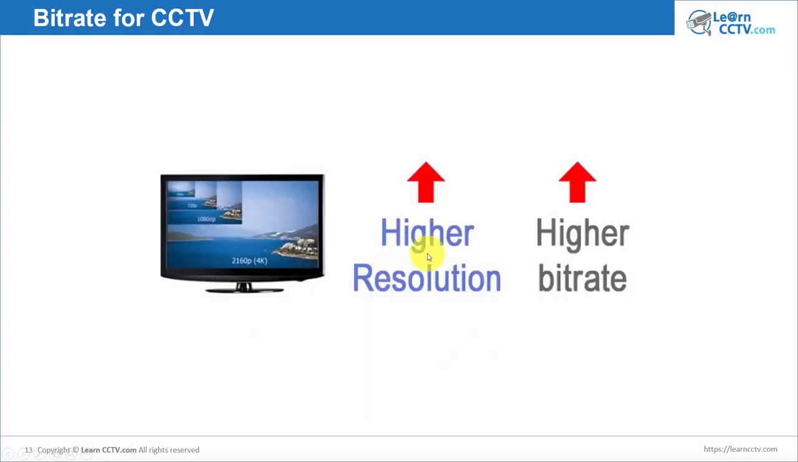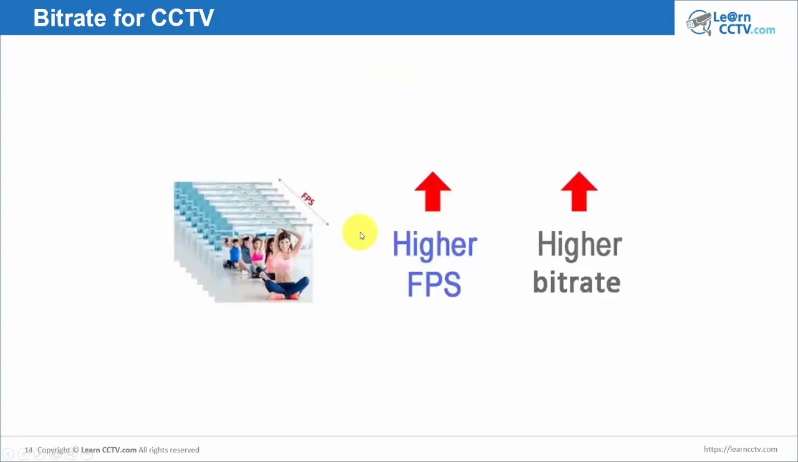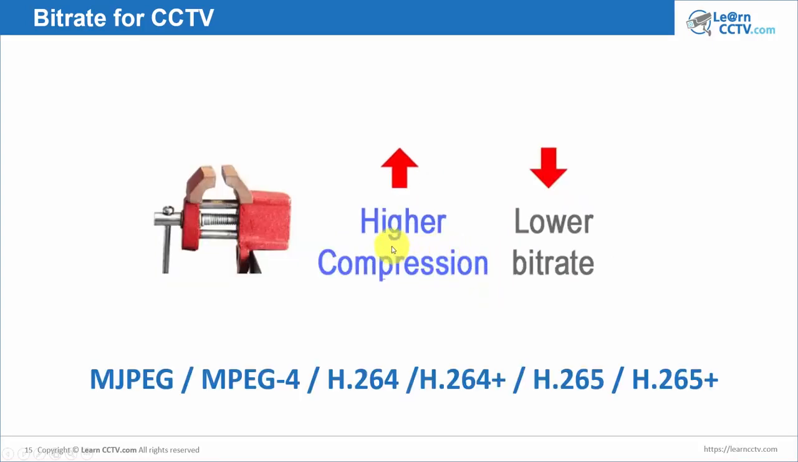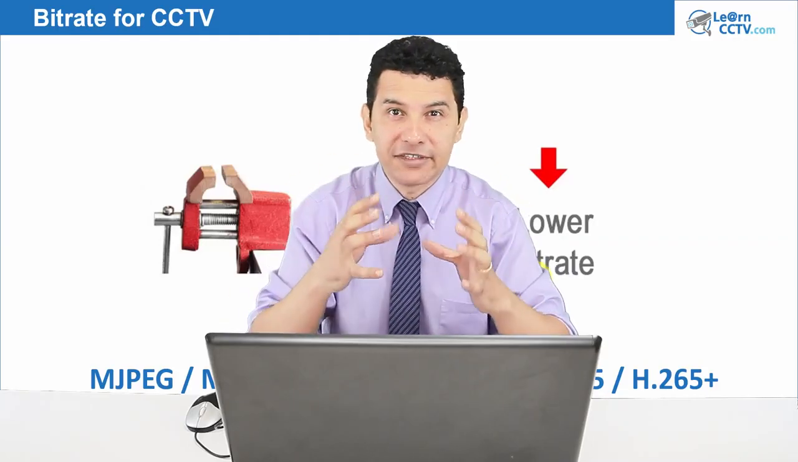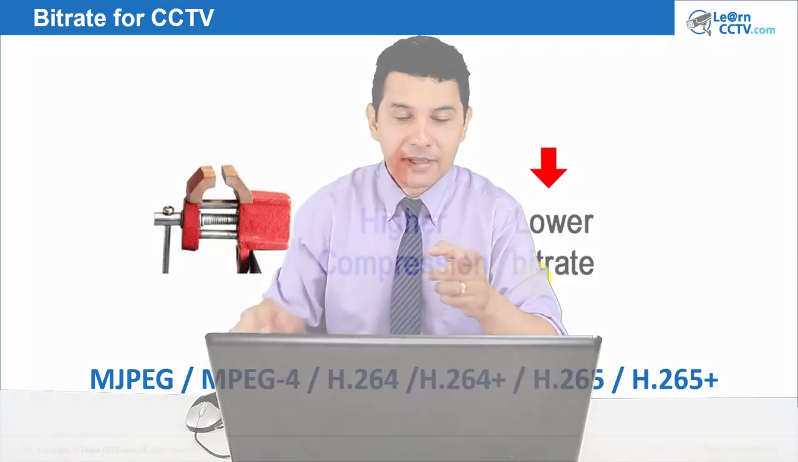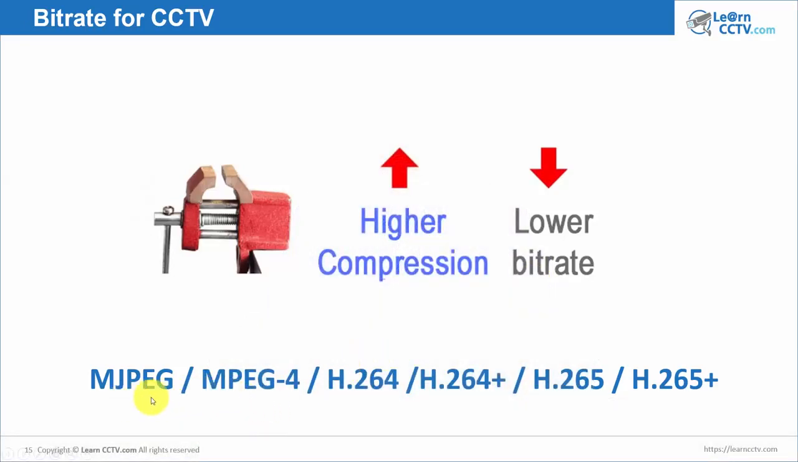So the idea is that when you have higher resolution, you have higher bit rate. When you have higher frames per second, you have higher bit rate also. And higher compression, lower bit rate. Compression is when you compress your image, right? You generate the image, you can compress it, use some mathematical algorithm, like MJPEG, that's an old one, MPEG-4, also an old one. Nowadays, people use more H.264, H.264 Plus, H.265, and H.265 Plus. You can compress better using those last ones, okay?